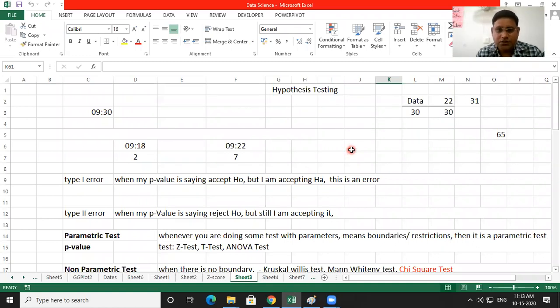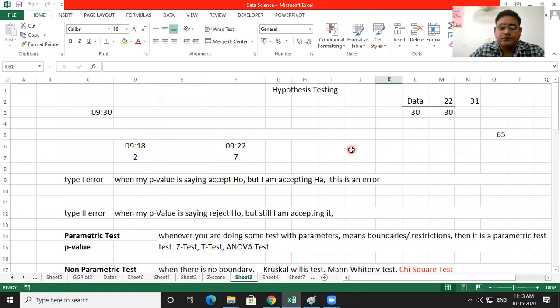And today in this session, we'll learn how to test hypothesis. As we all know what hypothesis is, we need a scale or a parameter to check a hypothesis, and that parameter is our probability.